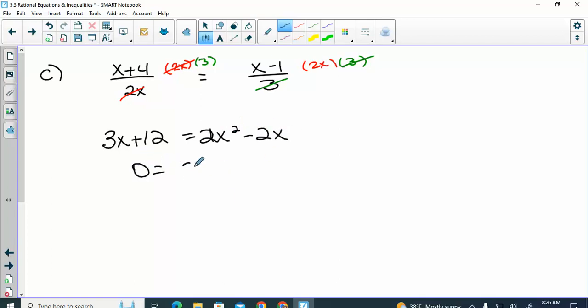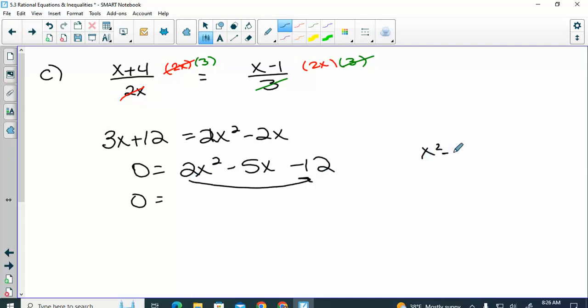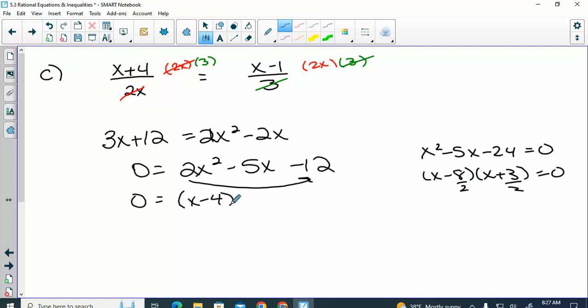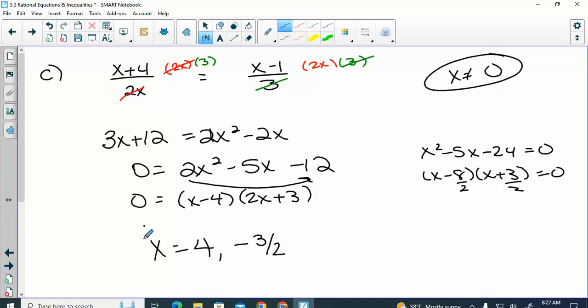I like my square term to be positive, so I'm moving everything to the right. So we have to do slip and slide here. So that gives us 2x squared minus 5x minus 12. Divide those by 2, so we get x minus 4 and 2x plus 3. Set those equal to 0 and you get 4 and negative 3 halves. What could x not be on this problem? 0. So this answer is okay.